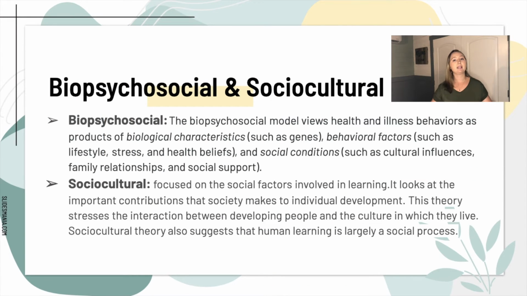Then we get to biopsychosocial and sociocultural. Biopsychosocial, the best way I know how to describe it is basically they couldn't pick one, which is very similar to what I was talking about in the last video, where you need more than one approach to fully explain behavior. So the biopsychosocial model views health and illness behaviors as products of biological characteristics such as genes, behavioral factors such as lifestyle, stress, and health beliefs, and social conditions such as cultural influences, family relationships, and social support.